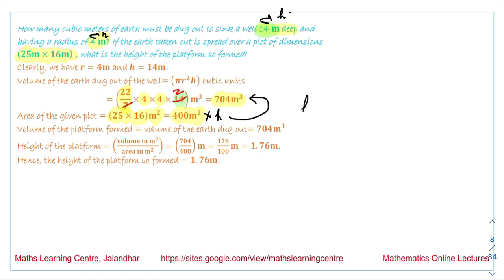So what we get is that h is equal to 704 by 400. So the value of h that we will get is 1.76 meter. This is the height of the platform so formed.